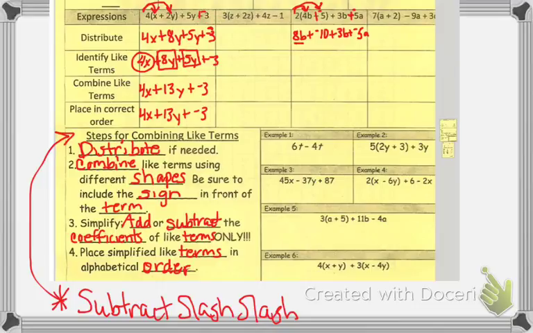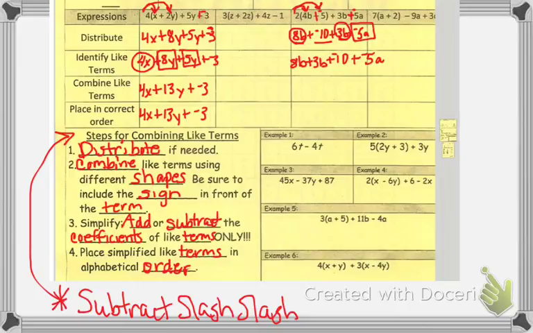So I have 8b and 3b, and I'm going to go ahead and just draw a circle around those. And I'm writing my b's next to one another. Then I have my plus negative 10, which is my constant. And then finally I'll draw a box around my a's. I have plus negative 5a.